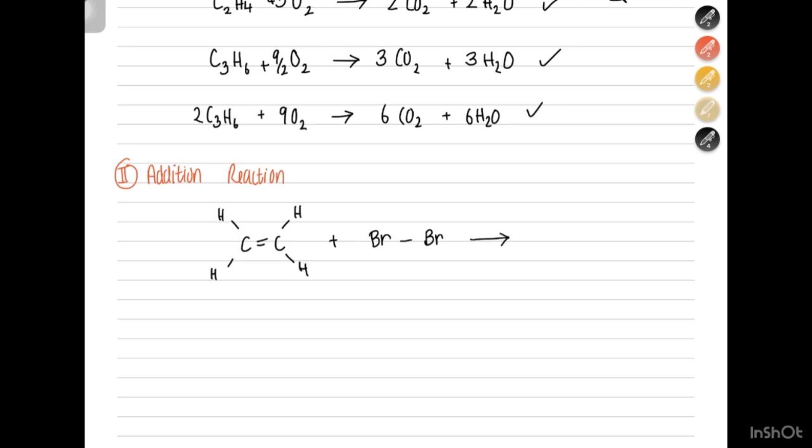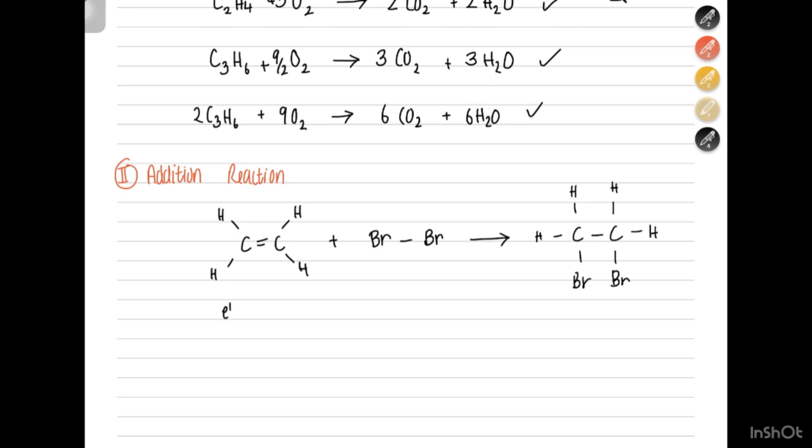So in addition reaction, what happens is that the double bond is broken down, and both of the bromine atoms go and attach to this carbon. Let's try to draw this. So C, single bond C, and the bromine atoms go and react with our carbon. As simple as that.